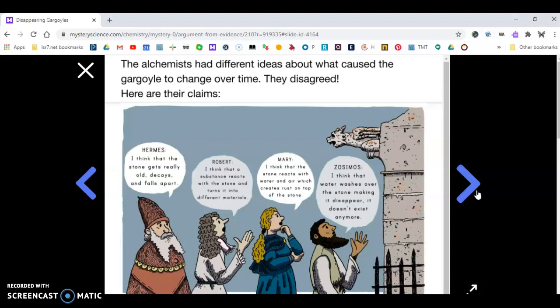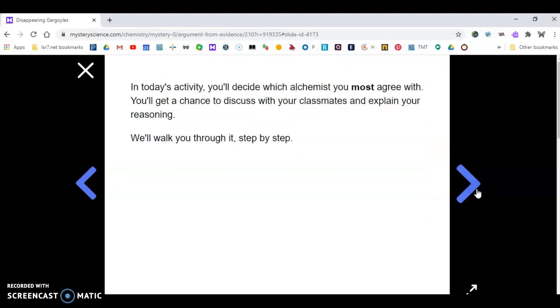It doesn't exist anymore. So those are 4 different claims that would explain what's happening to the gargoyles. In today's activity, you'll decide which alchemist you agree with most.